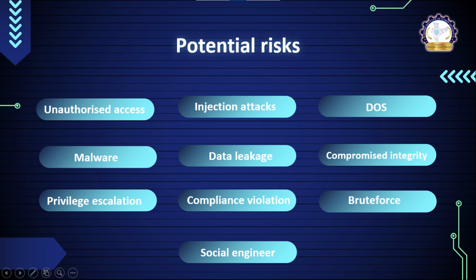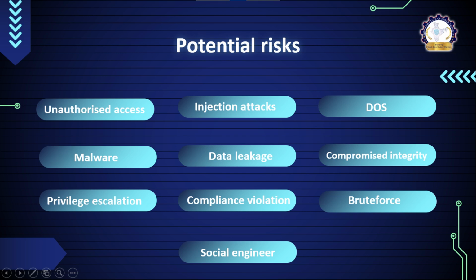Denial of service, that is DOS attacks. Attackers may exploit vulnerabilities in an API to launch DOS attacks that overwhelm the system with requests, causing it to crash or become unavailable. Malware delivery. An API vulnerability can also be used to deliver malware or other malicious payloads to the systems or the device of users who interact with the API.